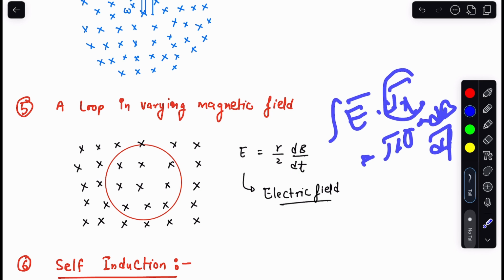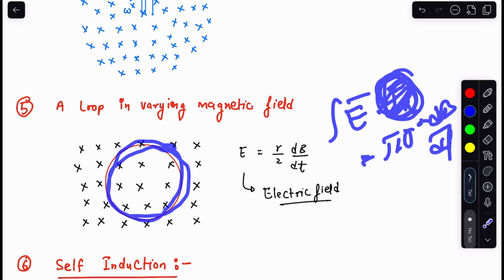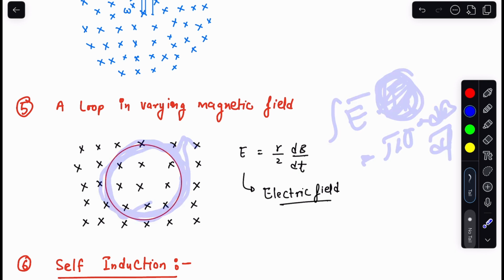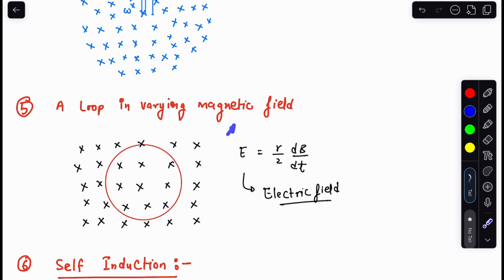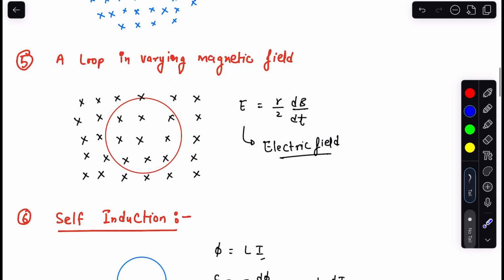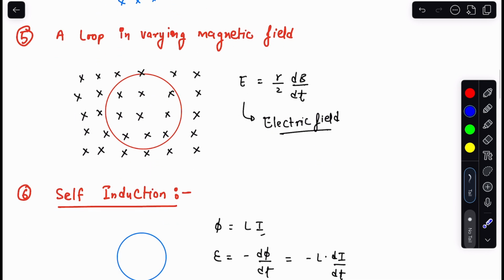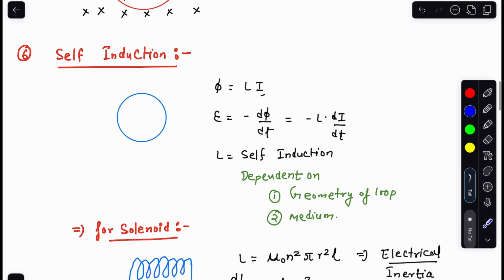And now this dl you can replace with 2 pi r, because you are taking a loop. So in the total integration, E is constant and dl will become 2 pi r. So from there, if you calculate the electric field, it becomes r by 2 times dB by dt. Okay, all right. Now we were talking about the loop.